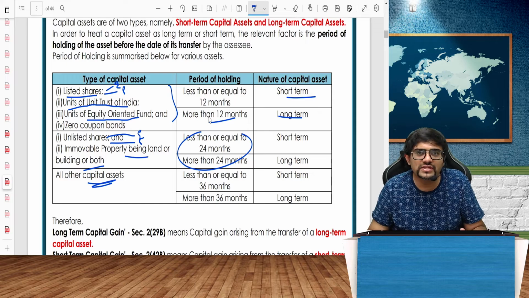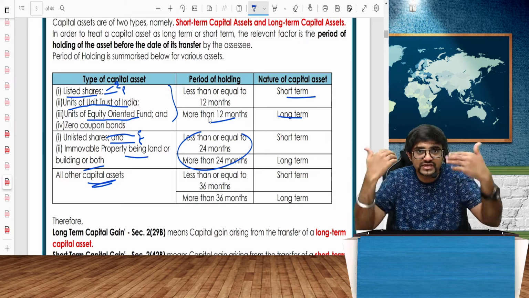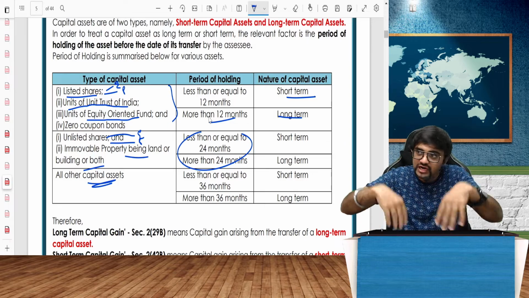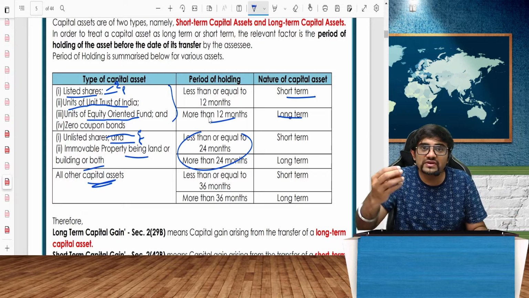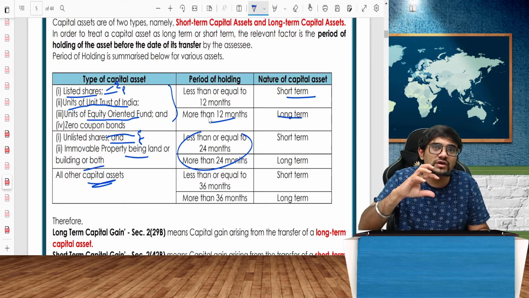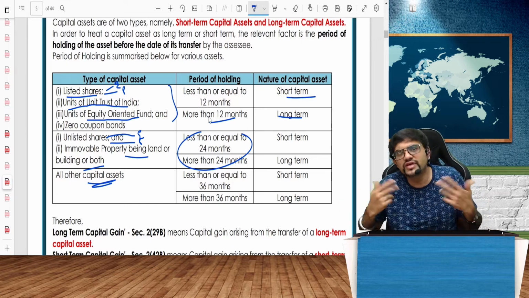Equity oriented fund means what? It's a fund where you will invest. It's like a mutual fund. That fund will invest in equity shares of other companies, and they will give you units. So basically you will hold many units in that fund. That fund will invest in equity shares of many companies and give you returns constantly.